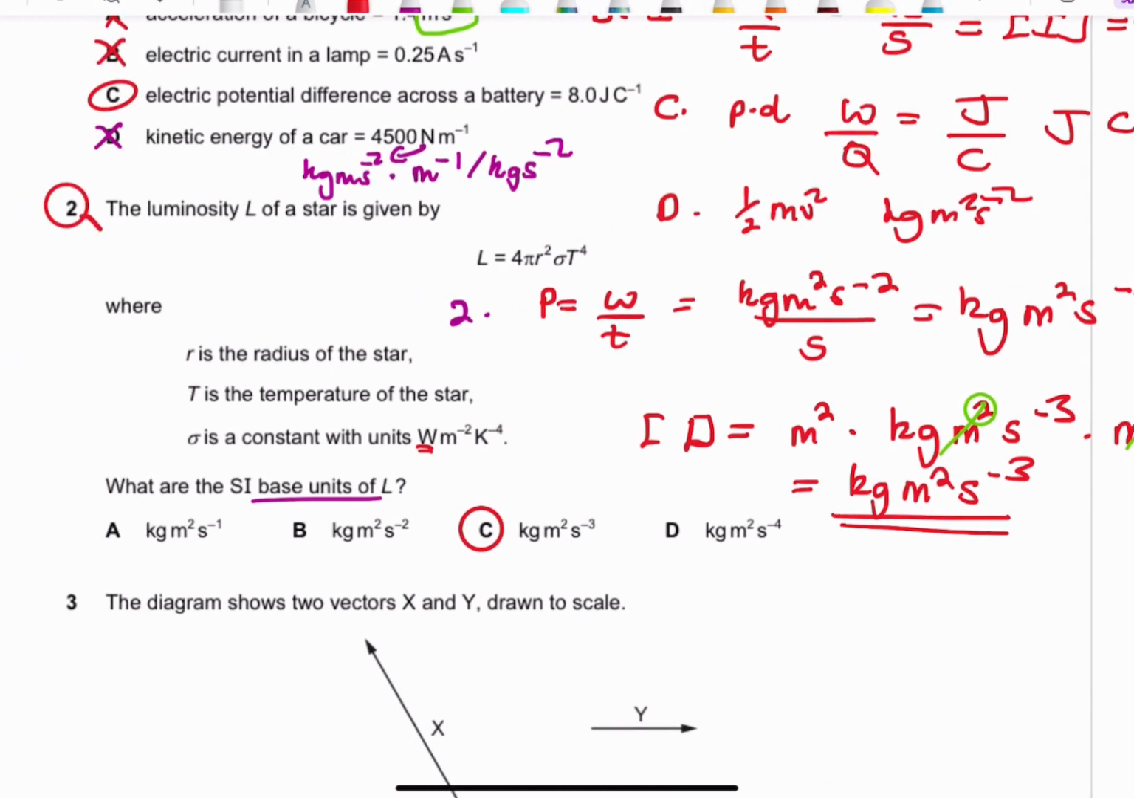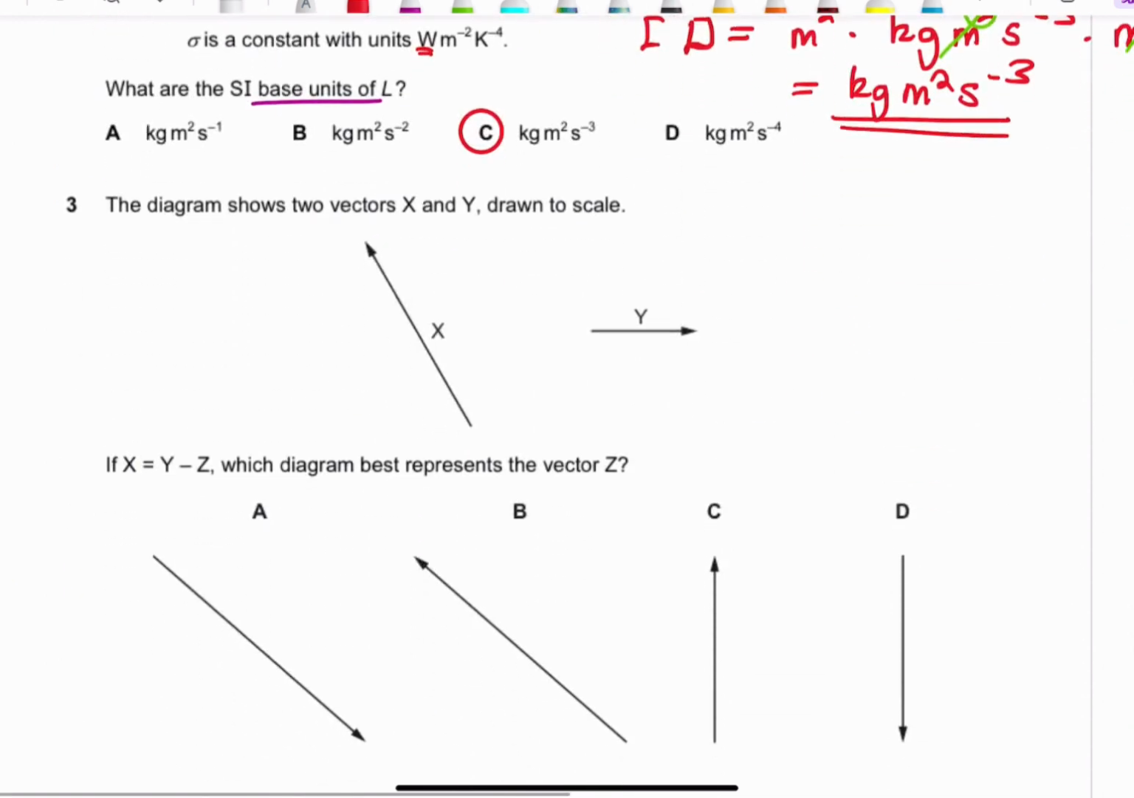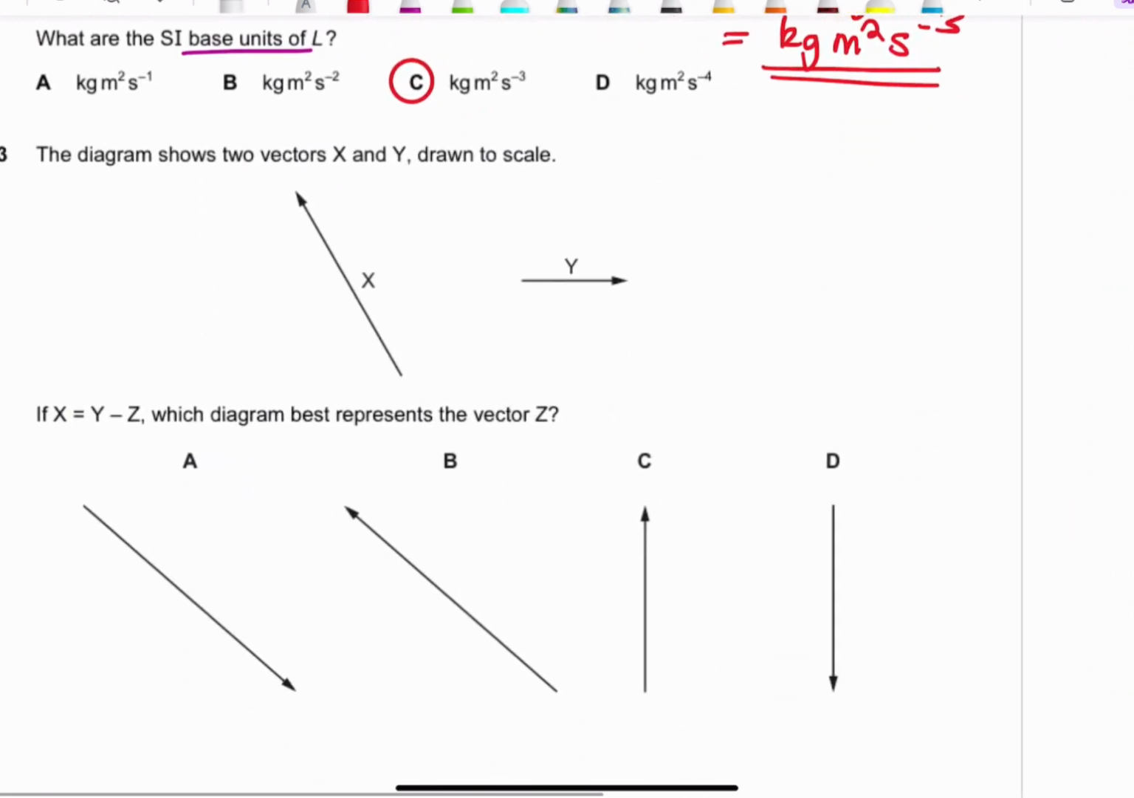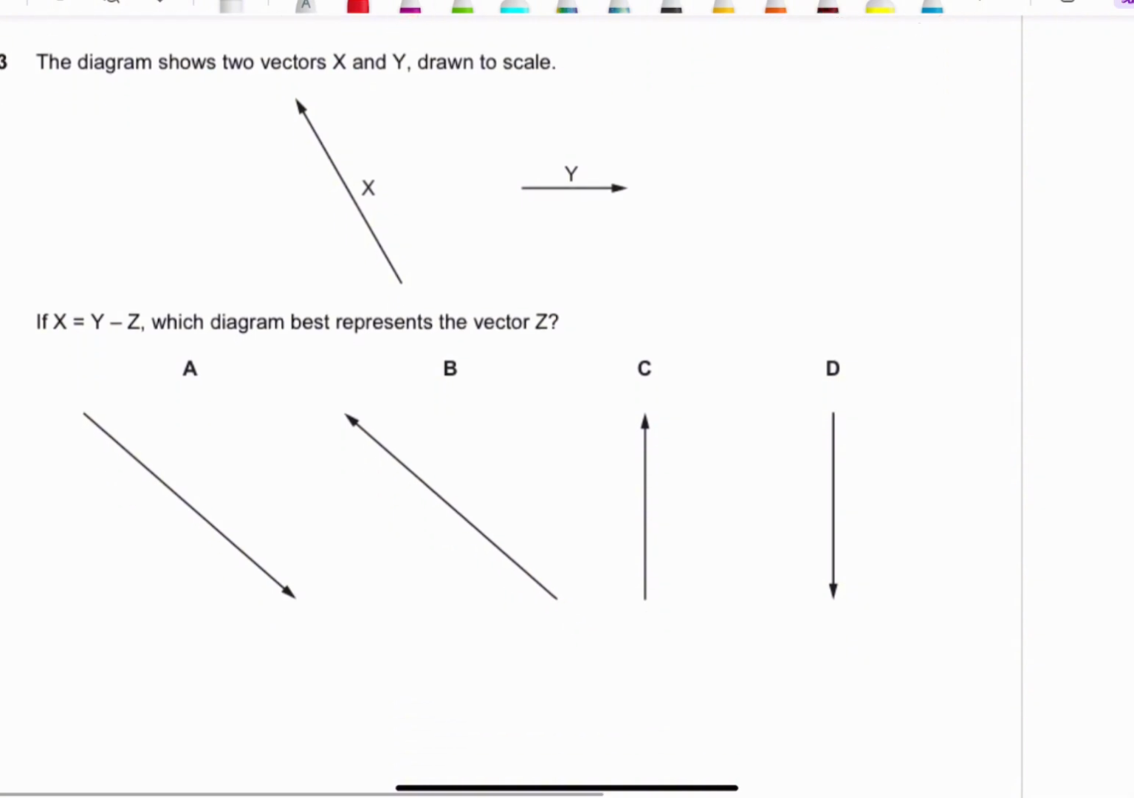Very important. Let's move on to question number 3. The diagram shows two vectors x and y drawn to scale. So a vector x and a vector y. If x is equivalent to y minus z, which diagram best represents the vector z?